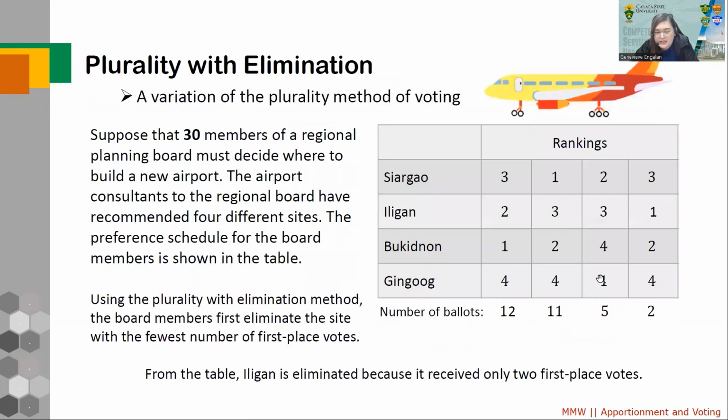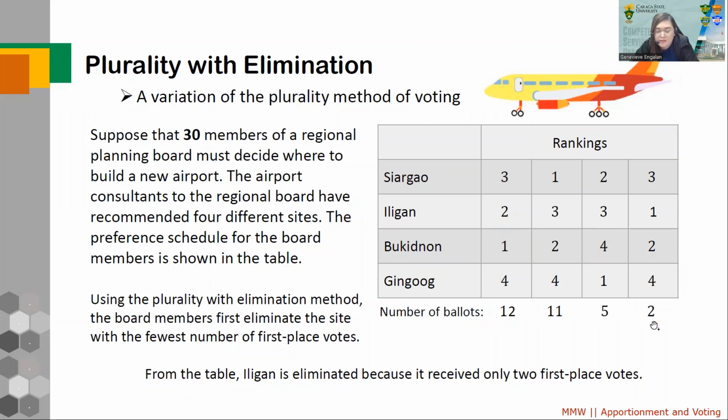So, next is plurality with elimination. This is a variation of the plurality method of voting. What we do is eliminate the candidate with the fewest first-place votes. For example: 30 members of a regional planning board must decide where to build a new airport. The airport consultants to the regional board have recommended 4 different sites. The preference schedule for the board members is shown in the table.